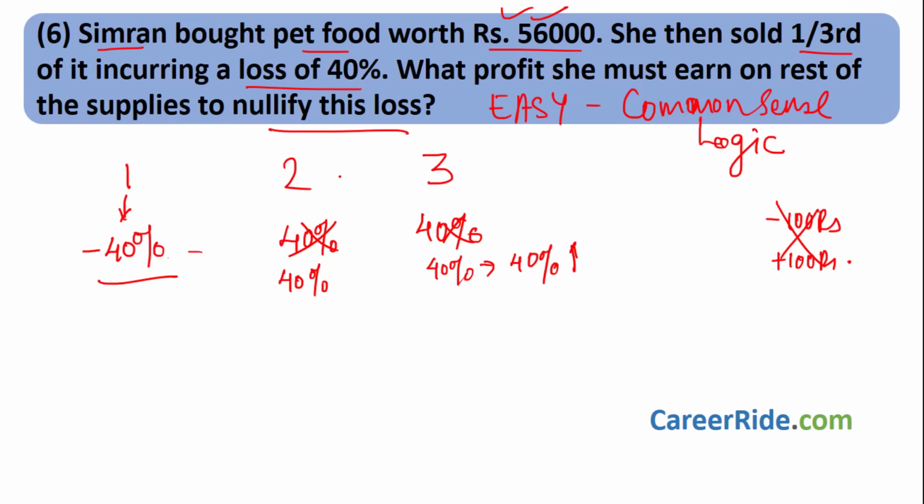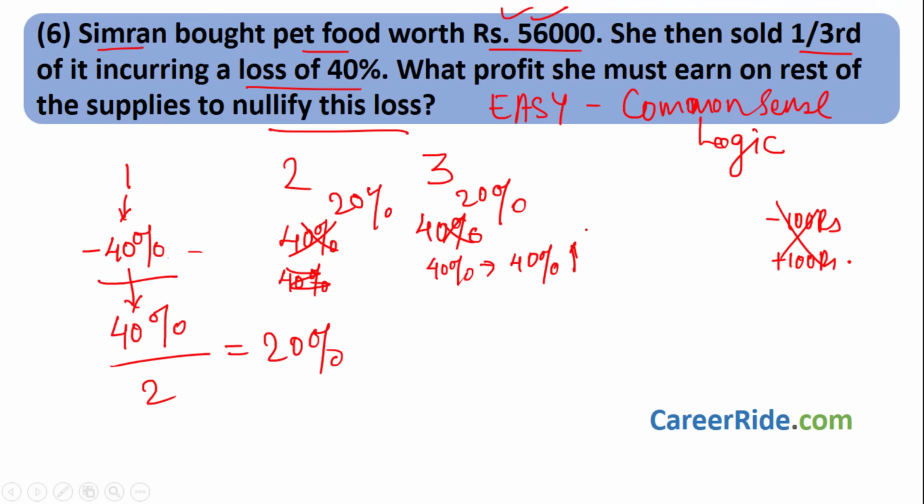Very easy. How much of the percentage do we want to nullify? There is a 40% loss, so we have to nullify 40%. How many parts are remaining? 2 parts are remaining. Simply divide by 2, 20%. So in every part we need a 20% profit, so that we will simply have 20 plus 20, 40% profit. This is the 40% loss and everything gets cancelled out.